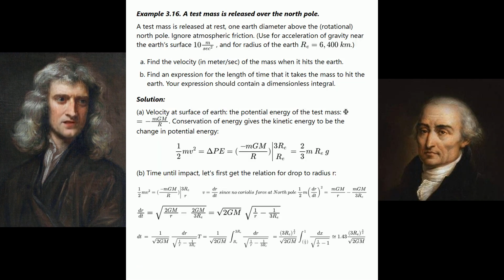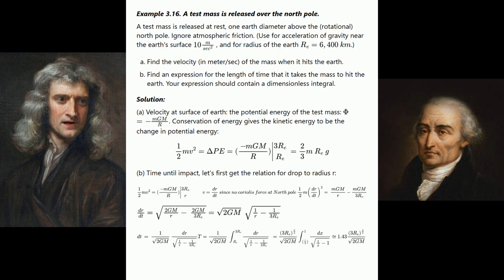Example 3.16. A test mass is released over the North Pole. A test mass is released at rest, 1 Earth diameter above the rotational North Pole. Ignore atmospheric friction. Use for acceleration of gravity near the Earth's surface 10 meters per second squared, and for radius of the Earth R sub e equals 6,400 km. A, find the velocity in meters per second of the mass when it hits the Earth. B, find an expression for the length of time that it takes the mass to hit the Earth. Your expression should contain a dimensionless integral.